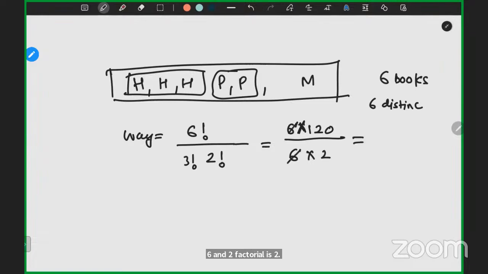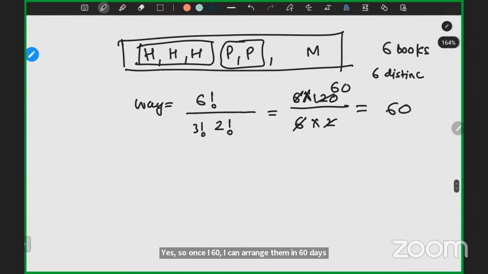Yeah. So this and this can go away. This is like 60. Okay. So the answer is 60. I can arrange them in 60 ways. So whenever I don't have distinct words, then it goes like this.